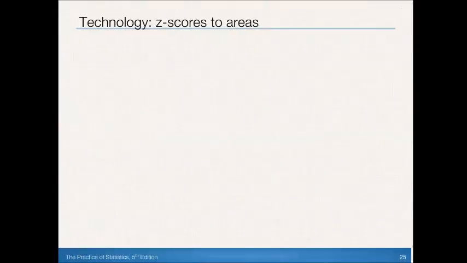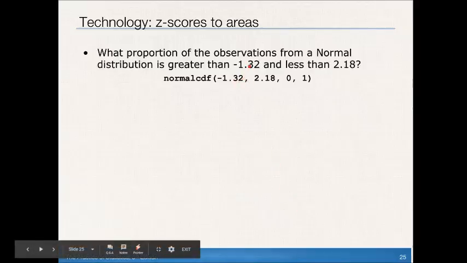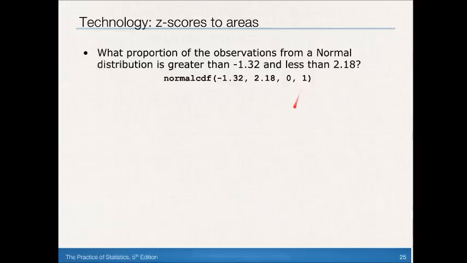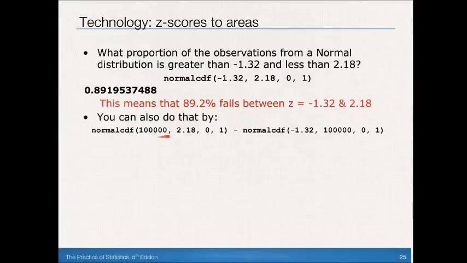All right, let's try one more. What if we're looking for the observations between negative 1.32 and 2.18? With the table, remember we had to find both areas and subtract. But with technology, we simply put in the lower boundary as the lower and the upper boundary as the upper, and then the 0 and the 1. And that calculates the difference between the two. And, of course, that means that 89.2% fall between those two z-scores. You could also have done the left and the left and then subtracted the two. I don't know why you would do that though, because the calculator does it for you.